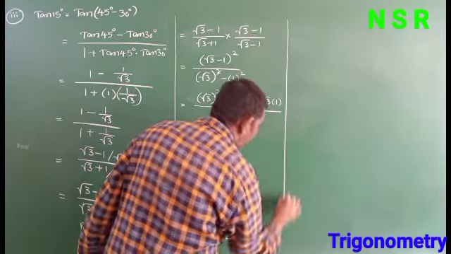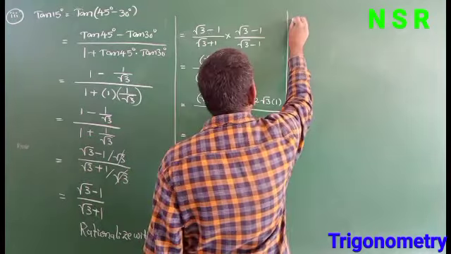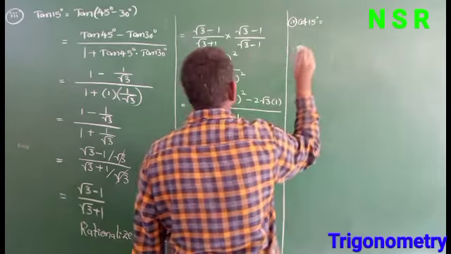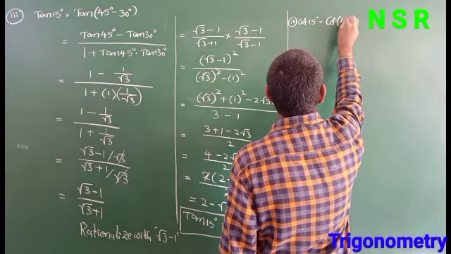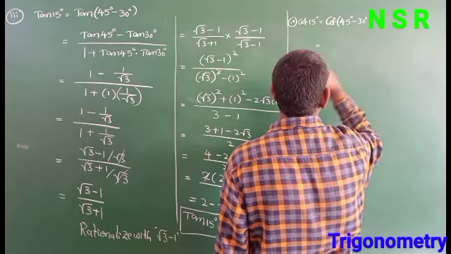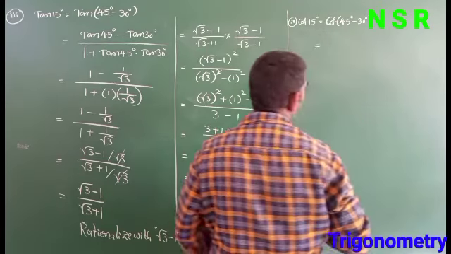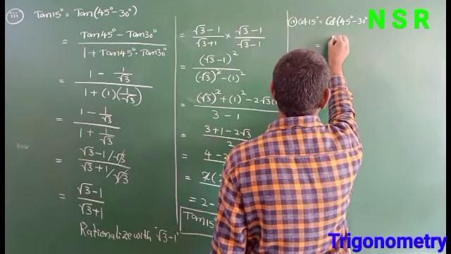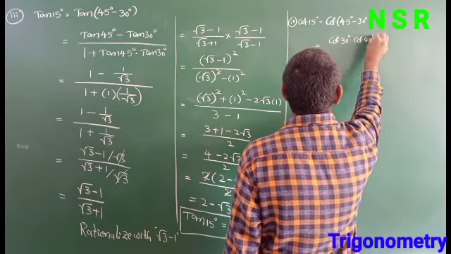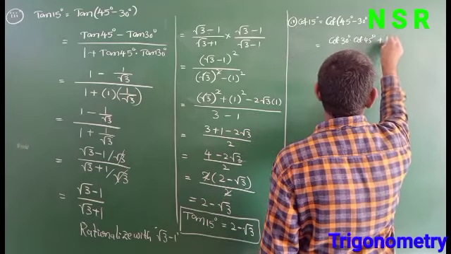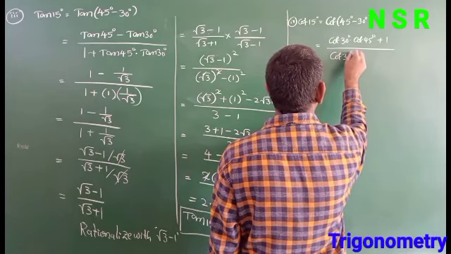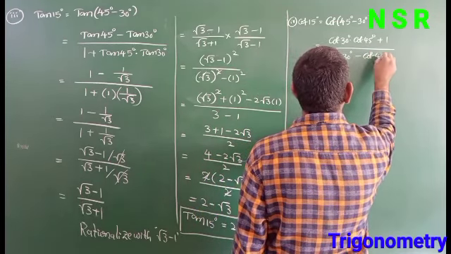So similarly we can find cot 15. So cot 15 equal to, we can write cot(45 minus 30). Here apply the cot(a minus b) formula. cot(a minus b) equals (cot b cot a plus 1) by (cot b minus cot a), means cot 30 minus cot 45.